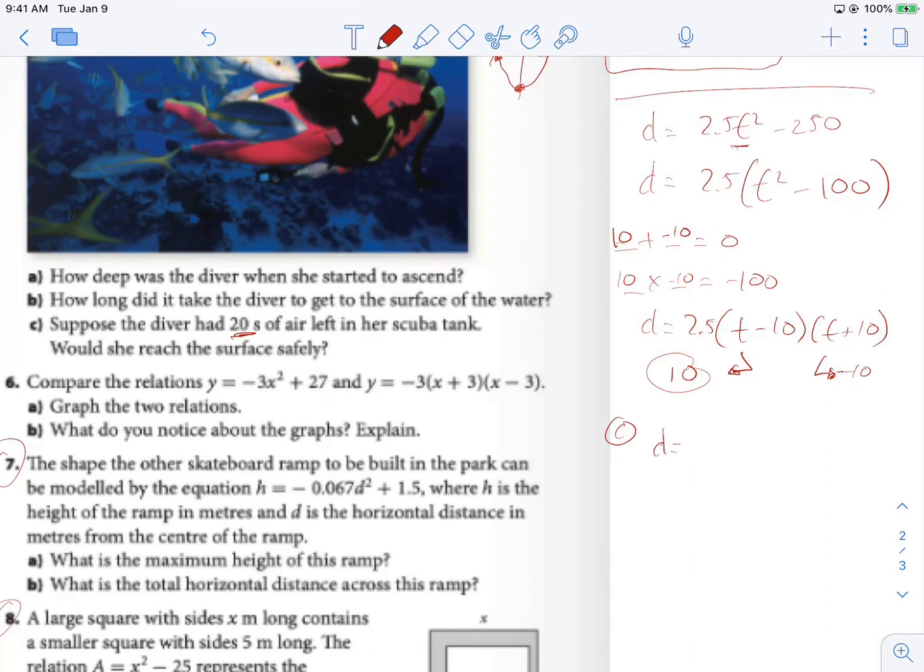So we're going to substitute the 20 seconds in for t, so we get 20 squared minus 250. And now we're going to take a look. We're going to do this on our calculator.